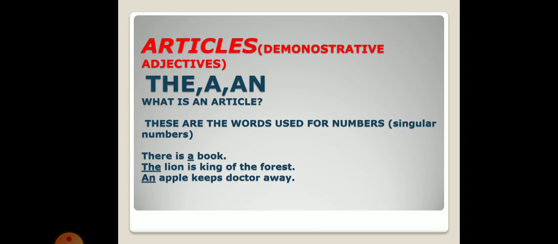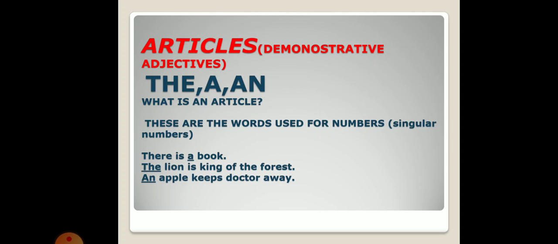Basically, there are three articles. The, a and an are called articles. Originally, they are demonstrative adjectives. But how can you define these words as articles? Because they play an important role in the construction of your sentences. It is very easy if you remember this definition.